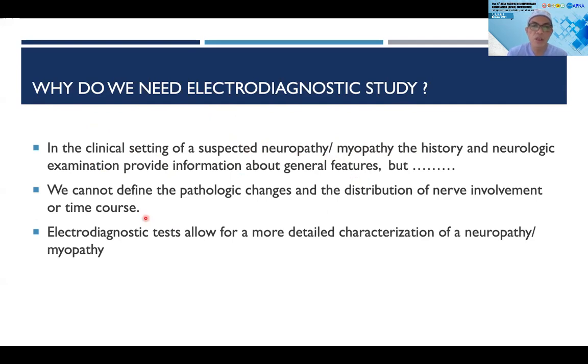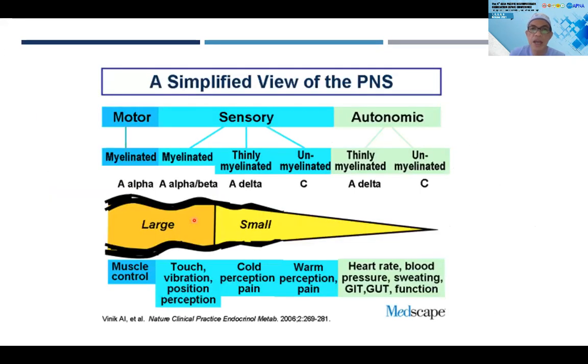Why? Because based only on the history and neurological examinations, we cannot define the pathological changes, the distribution of the nerve involvement, or the time course. So ENMG, the electrodiagnostic test, will give us more detailed characterization of the nerve problem and the muscle problem. This is the view of the peripheral nerve system.